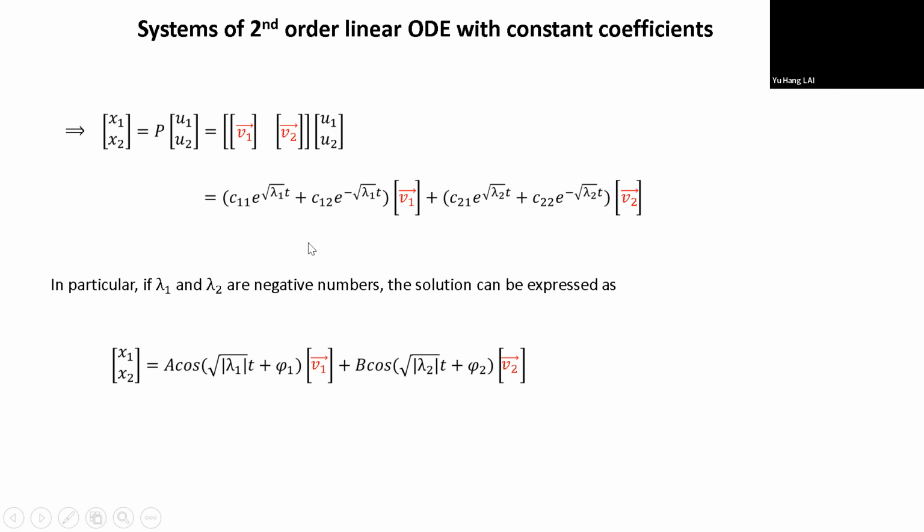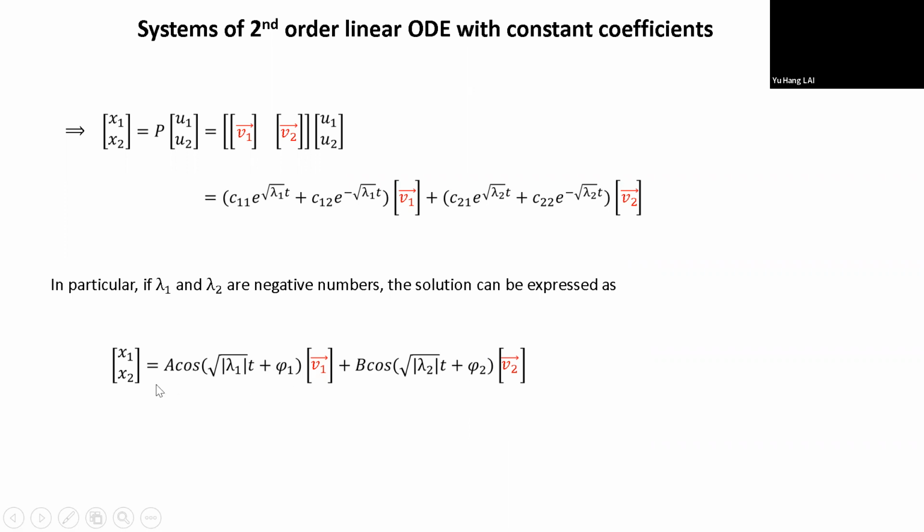Because this time I have a second order ODE instead of a first order ODE, over here I have 4 constants to be determined by initial conditions, instead of just two constants. Now consider the second case, where lambda 1 and lambda 2 are negative numbers. Then the solution is not exponential, but instead sine and cosine. Then I write it in this way.